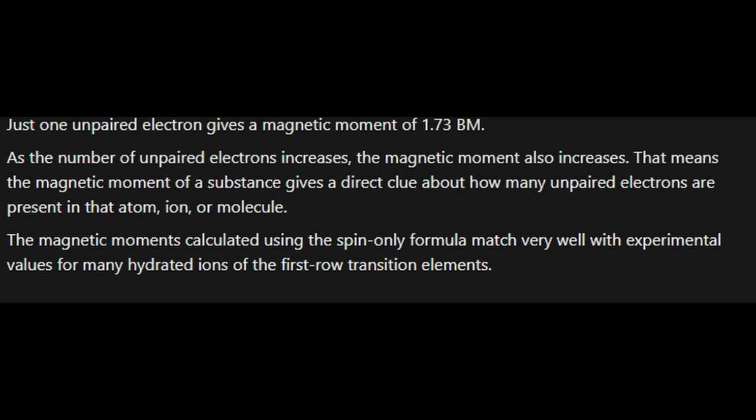Just one unpaired electron gives a magnetic moment of 1.73 BM. As the number of unpaired electrons increases, the magnetic moment also increases. That means the magnetic moment of a substance gives a direct clue about how many unpaired electrons are present in that atom, ion, or molecule. The magnetic moments calculated using the spin-only formula match very well with experimental values from many hydrated ions of the first row transition elements.